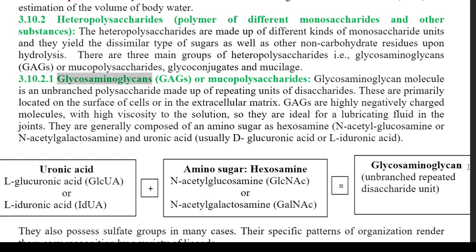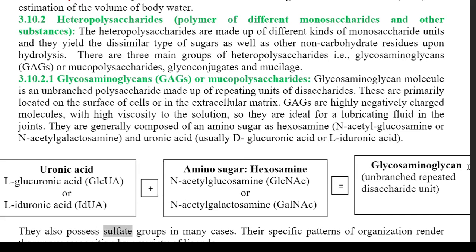3.10.2.1 Glycosaminoglycans, GAGs, or mucopolysaccharides. A glycosaminoglycan molecule is an unbranched polysaccharide made up of repeating units of disaccharides. These are primarily located on the surface of cells or in the extracellular matrix. GAGs are highly negatively charged molecules, with high viscosity to the solution, so they are ideal for a lubricating fluid in the joints. They are generally composed of an amino sugar as hexosamine, N-acetylglucosamine or N-acetylgalactosamine, and uronic acid, usually D-glucuronic acid or L-iduronic acid.